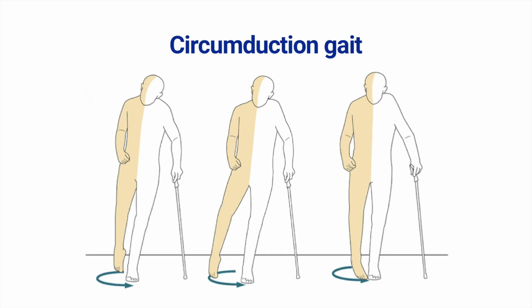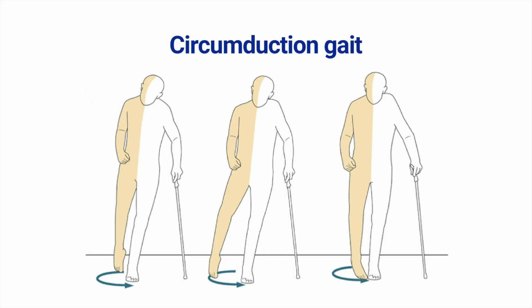We will discuss now the circumduction gait, which is a common compensatory gait deviation seen in individuals with neurological impairment. Circumduction, as you see from the slide, occurs when the leg swings outward in a semicircular arc during the swing phase rather than moving straight forward. This movement is used to help the foot clear the ground when normal swing phase mechanics are impaired.